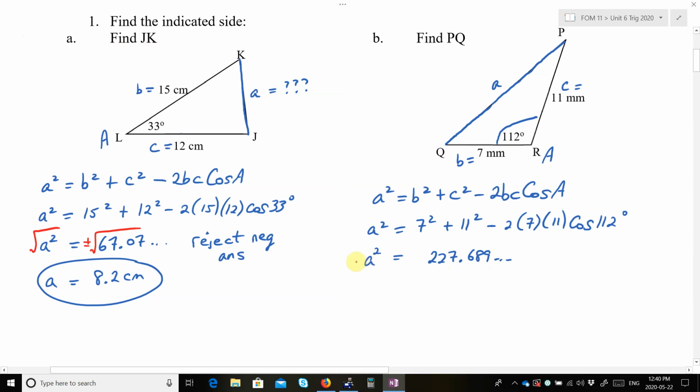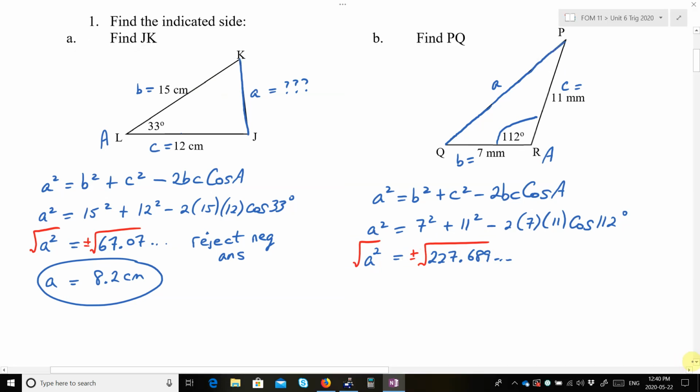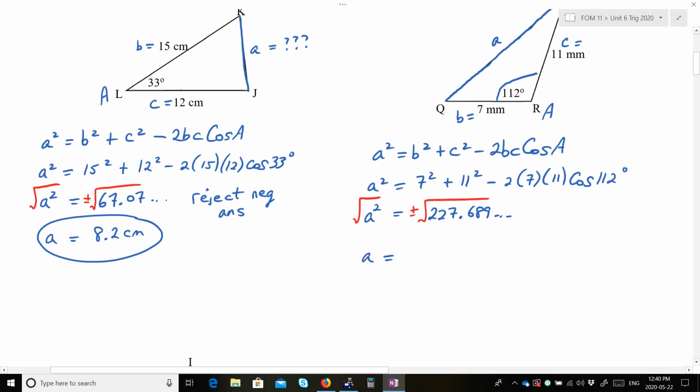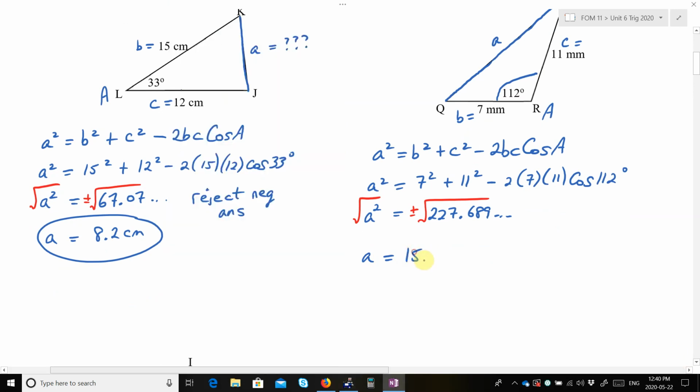To get rid of the squared, we are going to square root, and plus or minus could work. We will get a equals, I'm going to go second function x squared to get the square root, second function negative sign to put answer in there, close the bracket, and press enter, 15.1. And that's going to be millimeters.